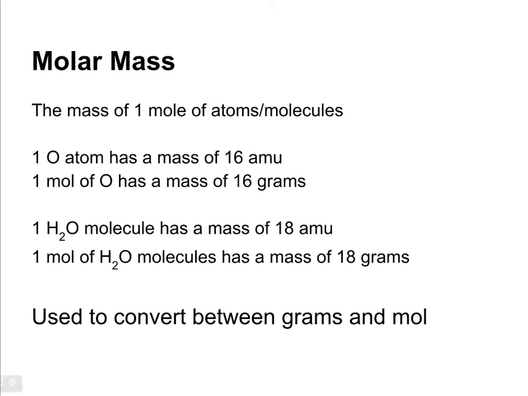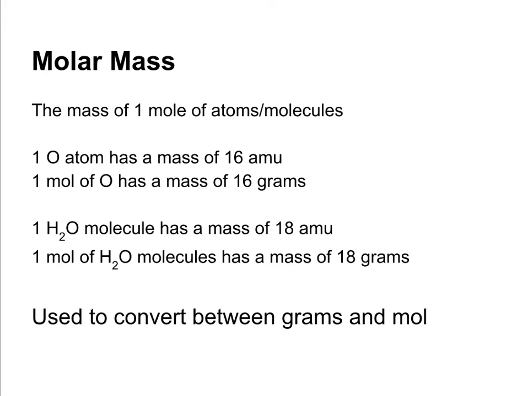Molar mass, this is a very common conversion factor, and it's easy for us to get off the periodic table. Molar mass is just defined as the mass of 1 mole of atoms or molecules. Earlier we said that 1 oxygen atom has a mass of 16 atomic mass units. Well, if we had a mole of oxygen atoms, or 6.022 times 10 to the 23rd oxygen atoms, their collective mass would be 16 grams.